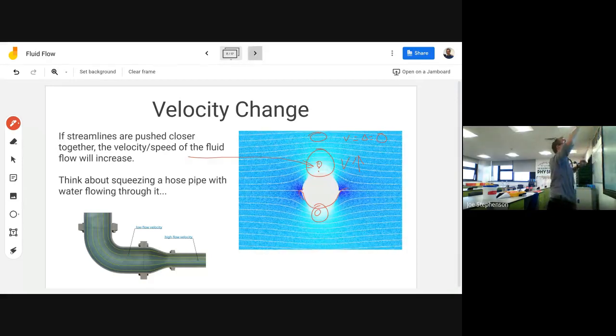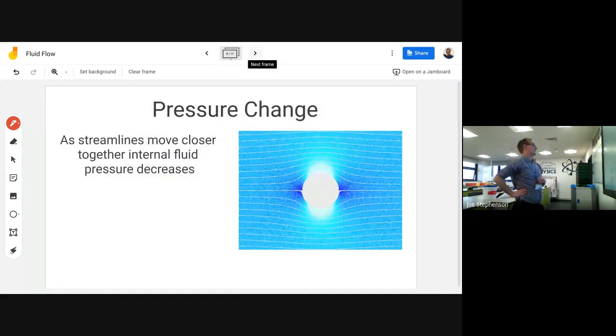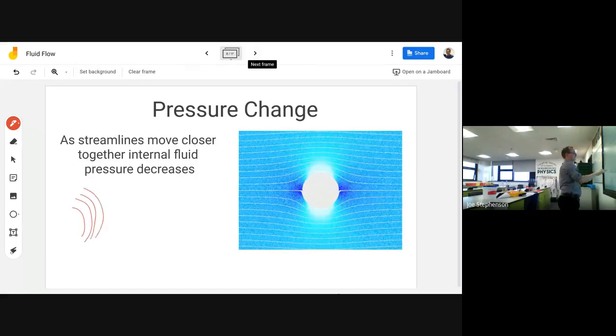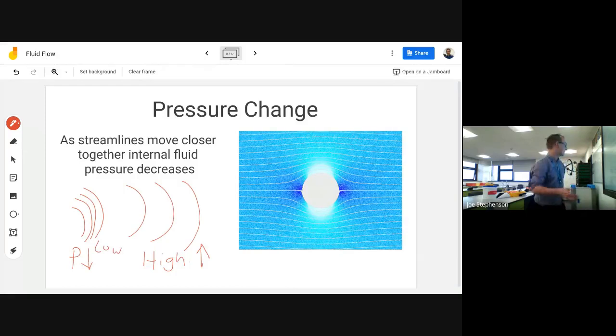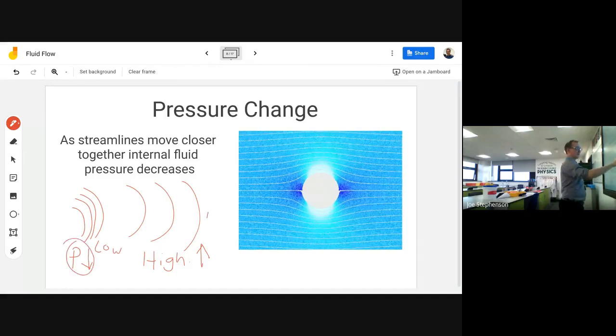Okay, cool. The next one is pressure change. The key thing to note here is that when streamlines move close together, internal fluid pressure decreases. Remember what I said. In fact, I think this might be the opposite of what I said. Close together, pressure decrease. Far apart, no, that's high pressure. So that is what I said, sorry. This is low pressure, which again relates to isobars on weather. Close together isobars, low pressure. Far apart, pressure goes up.